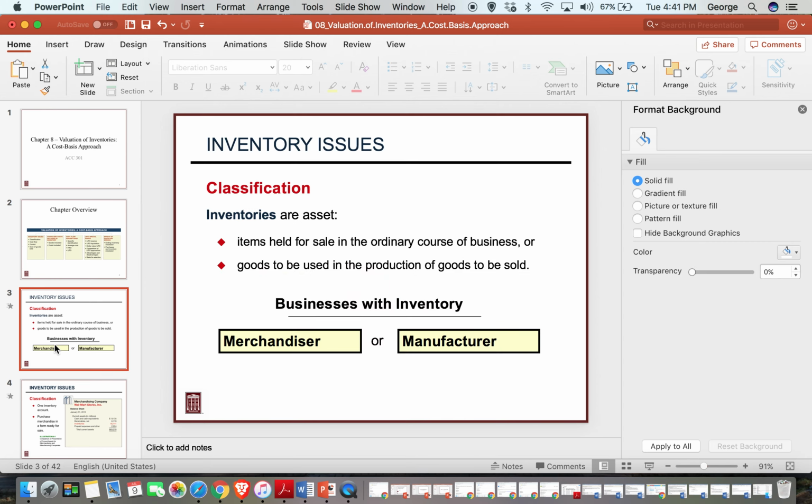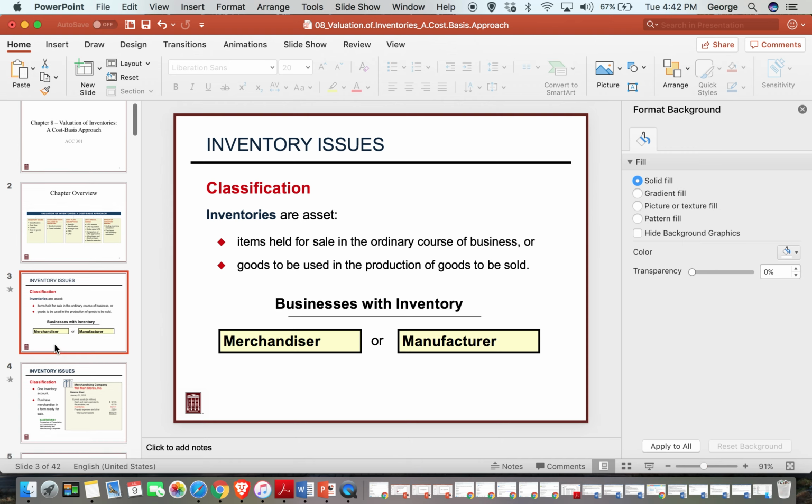So inventories are an asset, and they're normally a current asset, right? They're held for sale in the ordinary course of business, or they can be goods used in the production of goods to be sold. Businesses with inventory would typically be a merchandiser or a manufacturer. A service entity may have supplies, but they usually do not have inventories.